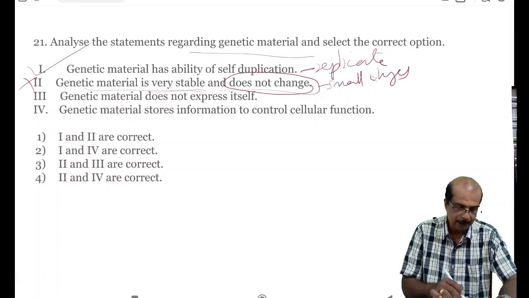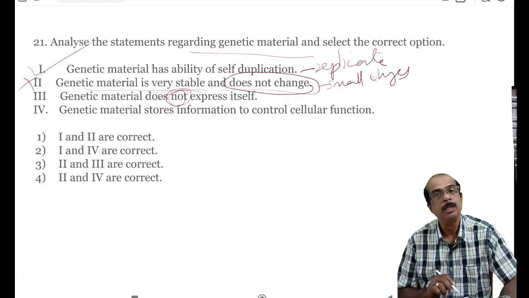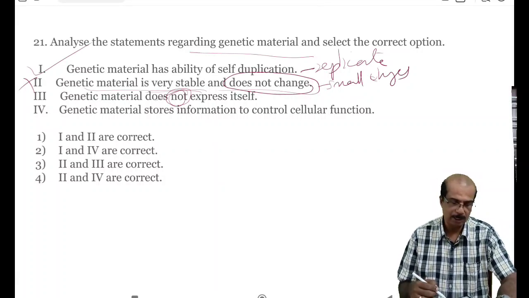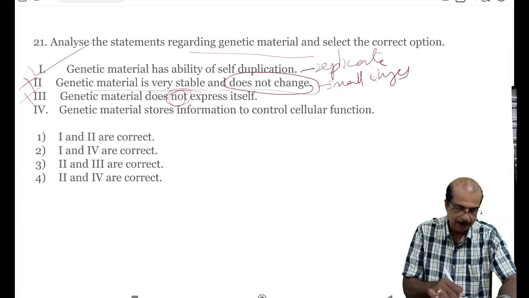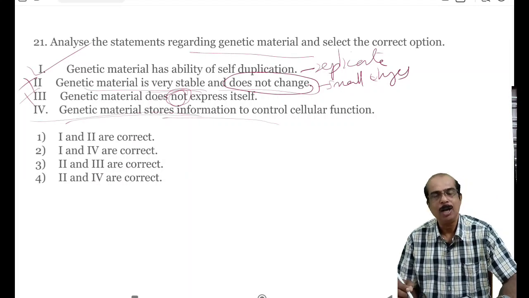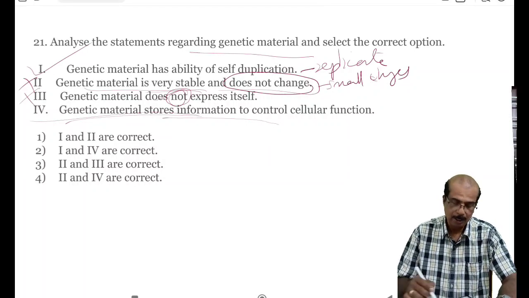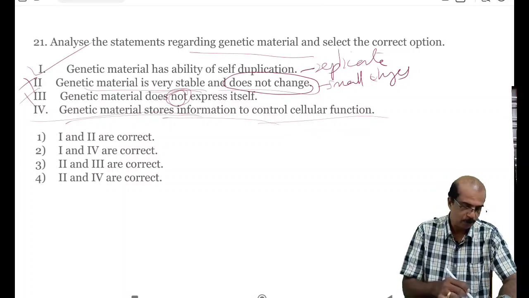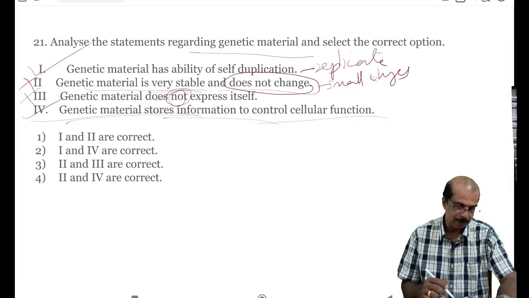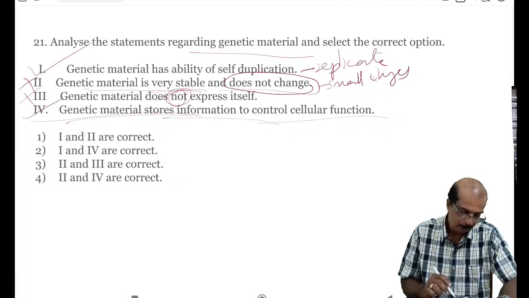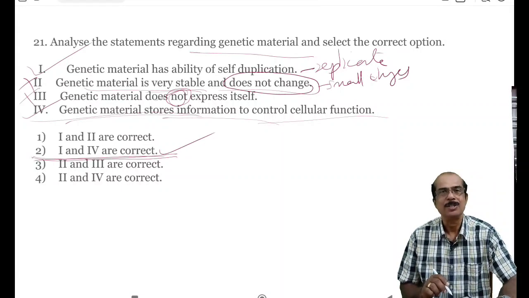What about the third one? Genetic material does not express itself. Genetic material does express. Genetic material has the ability to express the messages present in it. So the third statement is also a wrong one. What about the fourth one? Genetic material stores information to control cellular functions, cellular activities. It is the genetic material which controls the cellular activities. So the fourth statement is a correct one. Here in the options, the correct statements are 1 and 4. That is choice 2 will be our answer to this question.